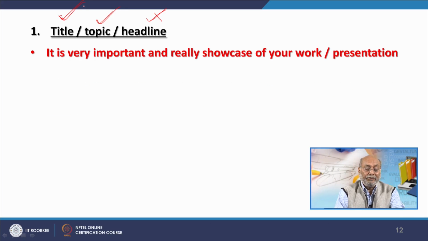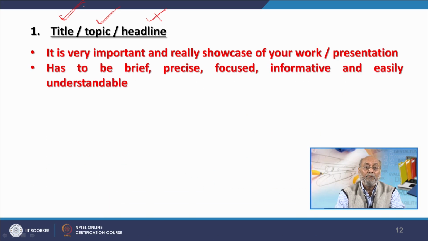So, let us see the importance of this. It is very important and it really showcases your work or presentation. Why? Because the reader will first see the title, and if he finds it interesting, he will go and read your abstract. That is why it is a showcase of your work. So, the title is very important. Again the same formula: the title has to be brief, precise, focused, and additionally sufficiently informative and easily comprehensible.